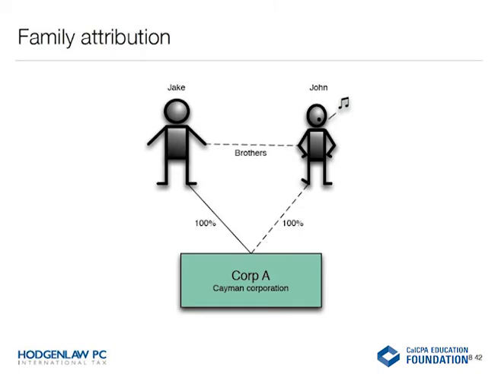So just to give a sense of how this could work, I have a diagram here on slide 42. Two brothers, Jake and John. Jake owns 100% of Corporation A, which is a Cayman corporation. And under attribution rules, depending on what category you're looking at, John could be also treated as the owner of 100% of the stock of this Cayman corporation for Form 5471 purposes, even though he doesn't own any of the stock. So John's whistling there. He seems happy. Everything's fine, but he doesn't know what he's really got to deal with.